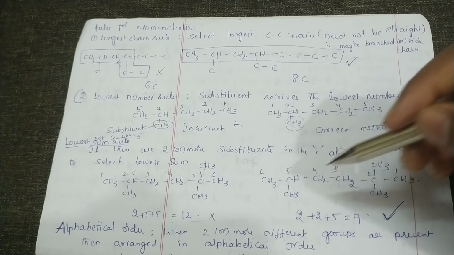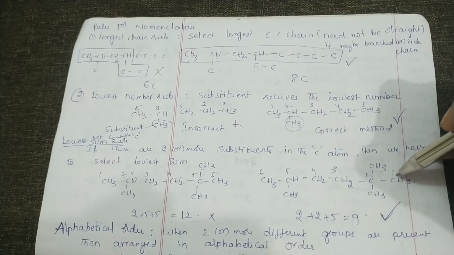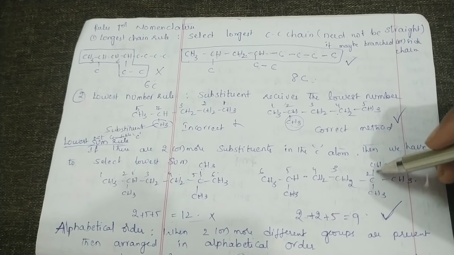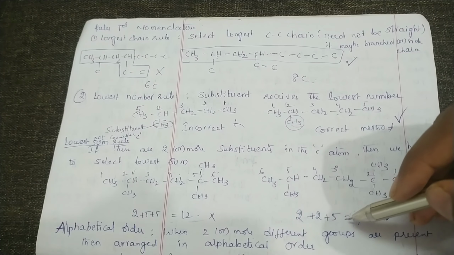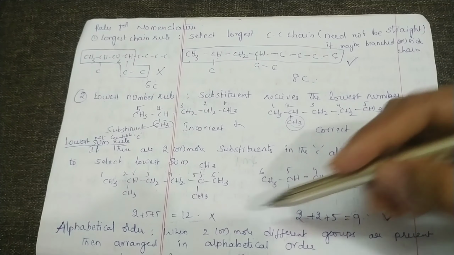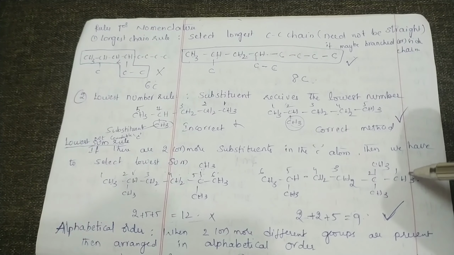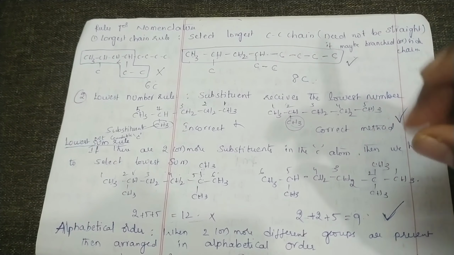Here, if you are giving the number from this side, 1 2 3 4 5 6, the substituents are present in the fifth position plus 2 plus 2, so the value is 9. So what is the lowest number? 9 is the lowest number, so this is the correct way. So giving numbering from this side is the correct way.